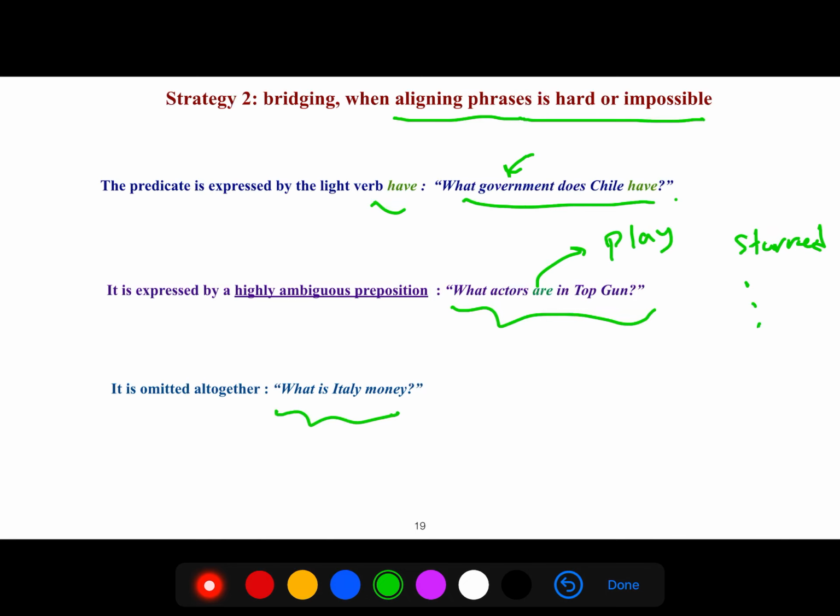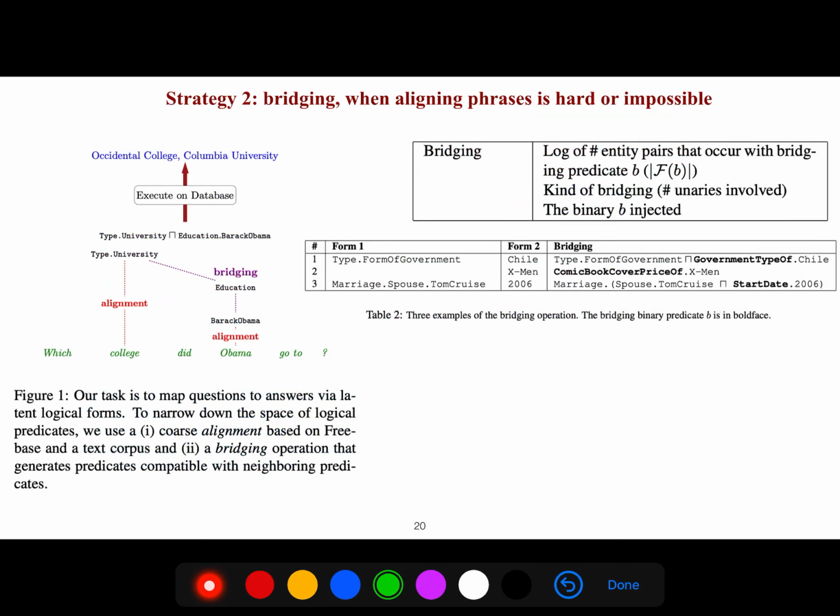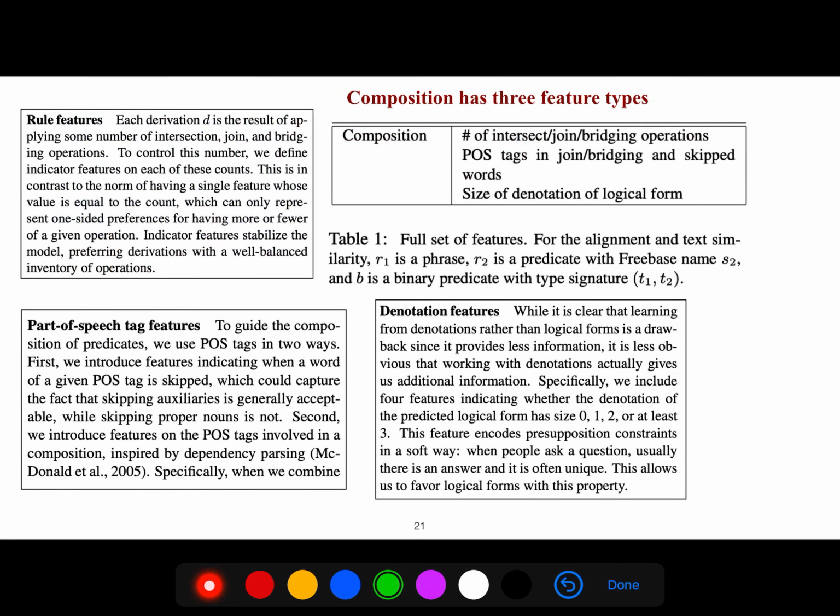Another example is, what is Italy money? What is the currency of Italy maybe? So maybe currency is something that we should focus on. So this is bridging, and the features are the log of the number of entity pairs that occur with the bridging predicate, or the kind of bridging that the binary injected.